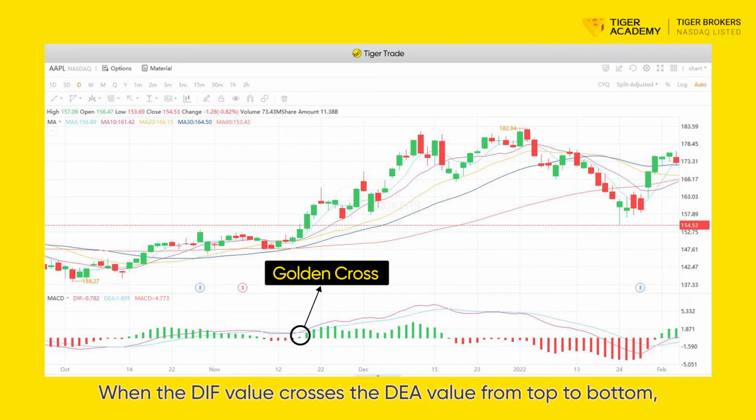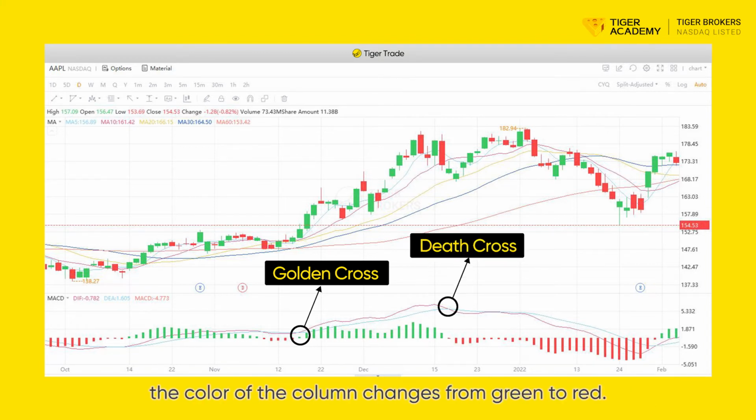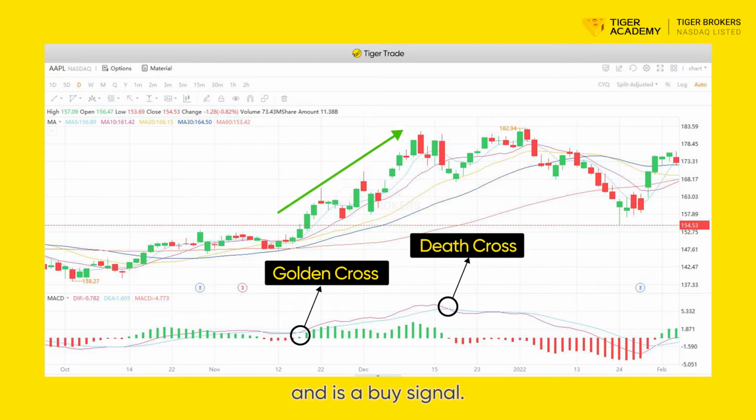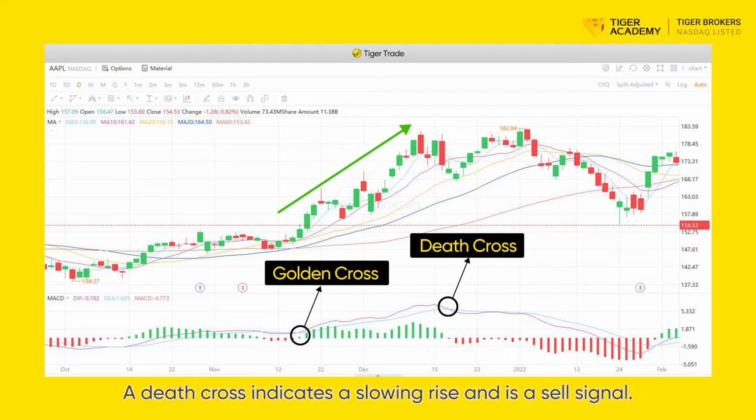When the DIF value crosses the DEA value from top to bottom, forming a death cross, the color of the column changes from green to red. In general, a golden cross indicates slowing declines and is a buy signal. A death cross indicates a slowing rise and is a sell signal.